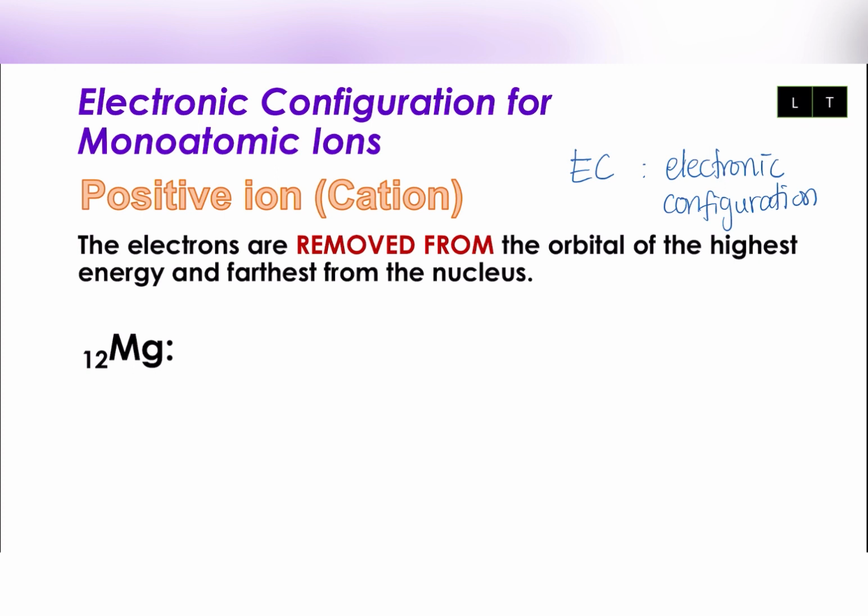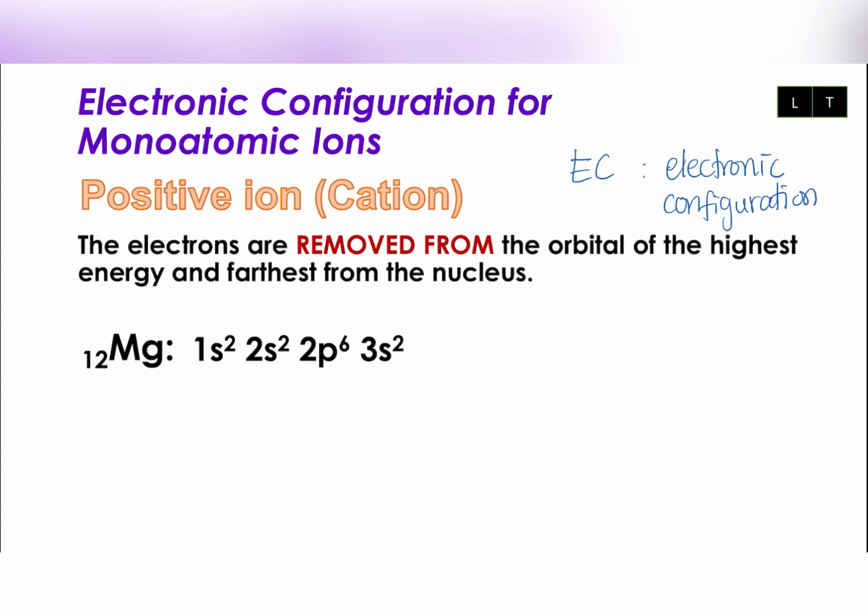So I'm going to write the electronic configuration in SPDF notation. My electronic configuration for magnesium is 1s2, 2s2, 2p6, 3s2. This is how I follow the Aufbau principle in SPDF notation.